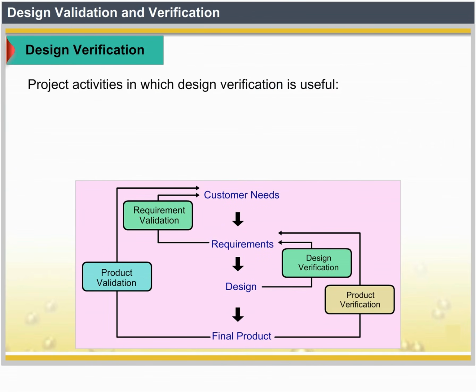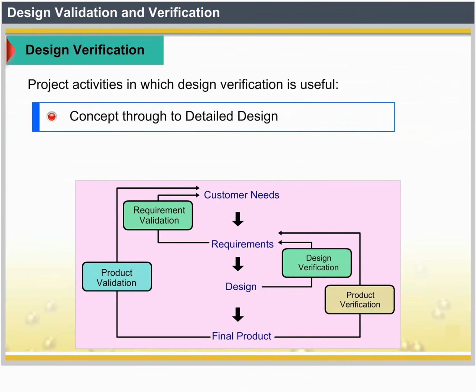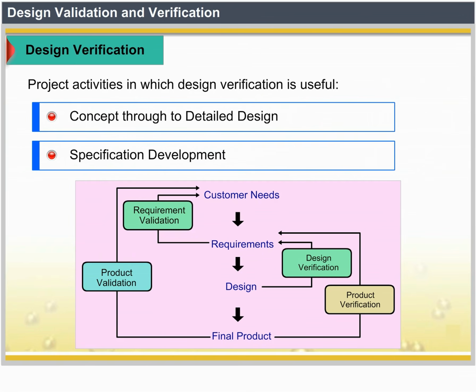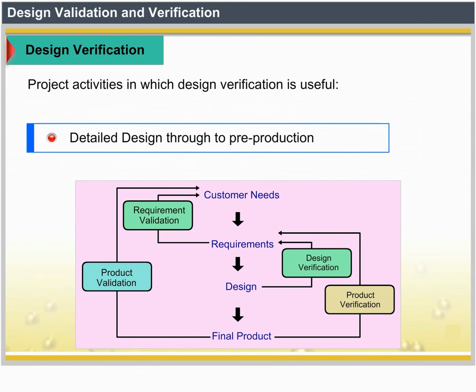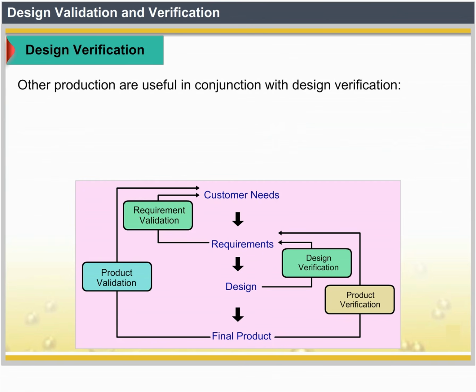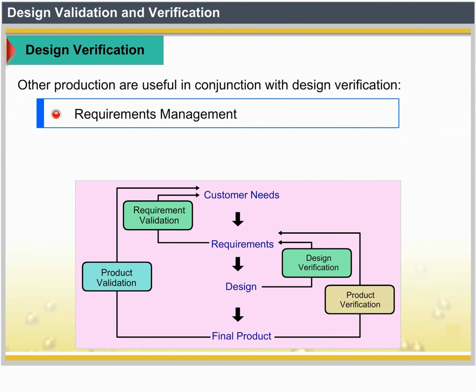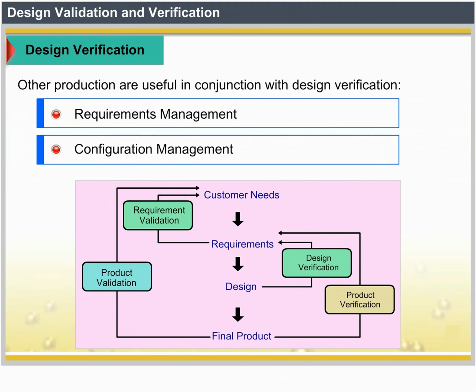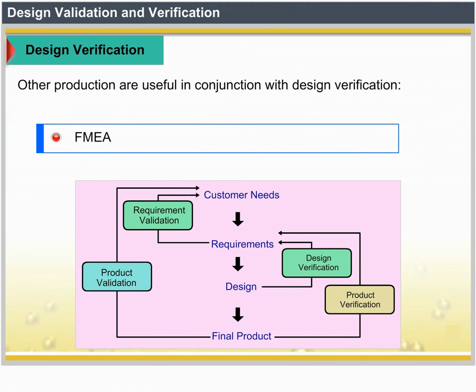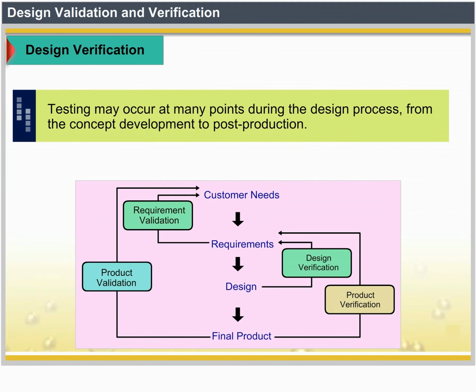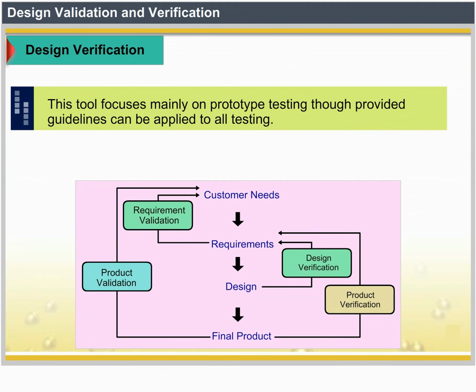Project activities in which design verification is useful: concept through to detailed design, specification development, detailed design through to pre-production. Other production tools that are useful in conjunction with design verification: requirements management, configuration management, FMEA. Testing may occur at many points during the design process, from the concept development to post-production. This tool will focus mainly on prototype testing. However, many of the guidelines that will be provided can be applied to all testing.